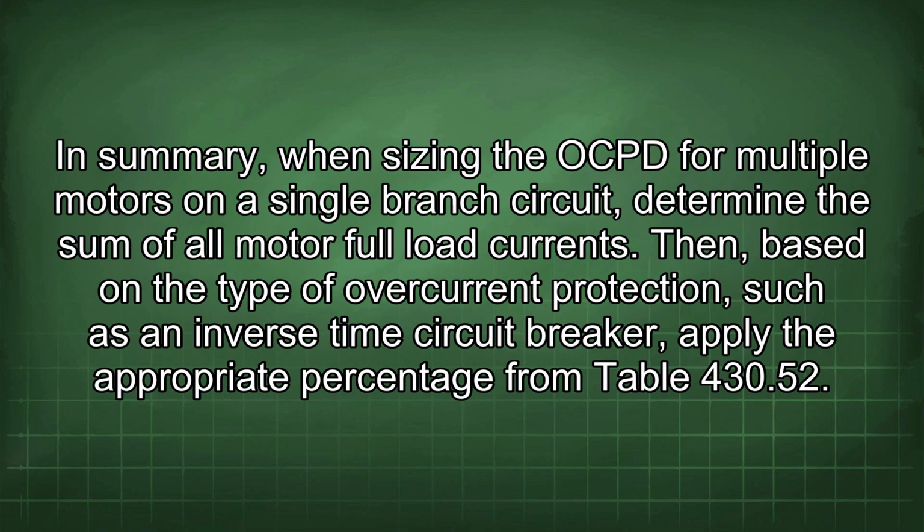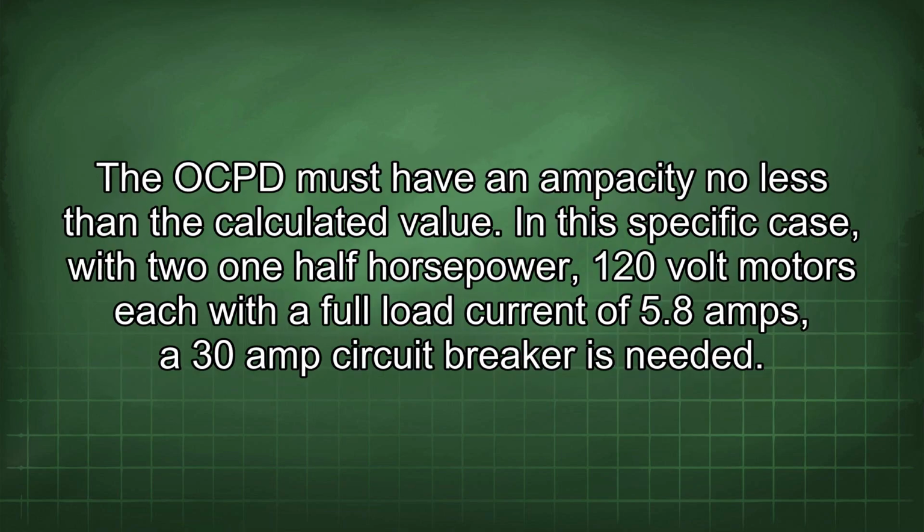In summary, when sizing the OCPD for multiple motors on a single branch circuit, determine the sum of all motor full load currents. Then, based on the type of overcurrent protection, such as an inverse time circuit breaker, apply the appropriate percentage from Table 430.52. The OCPD must have an ampacity no less than the calculated value. In this specific case, with two 1/2 horsepower, 120 volt motors each with a full load current of 5.8 amps, a 30 amp circuit breaker is needed.